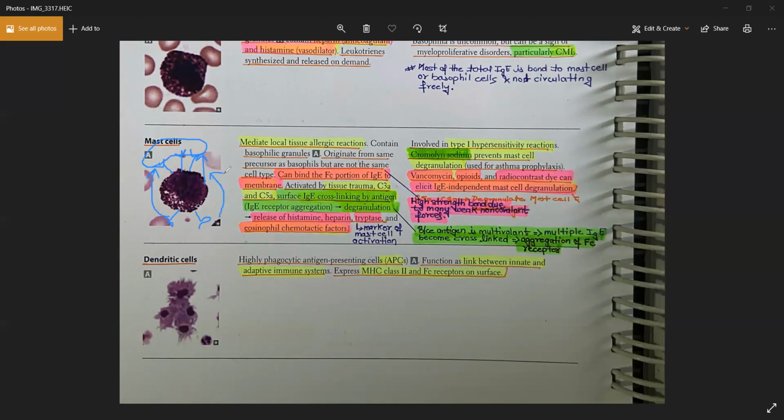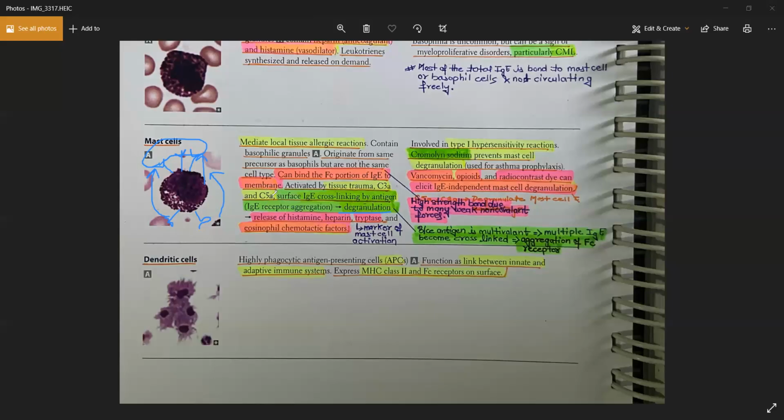Because of this receptor aggregation and the cross-linking, these two steps, the degranulation of the mast cells will take place. First is the receptor aggregation, and the second step is the cross-linking. Because of these two steps, the degranulation of the mast cells will occur. The C3a complement, the C5a complement, and certain drugs also, do you remember the name of the drugs which can cause a direct mast cell degranulation?